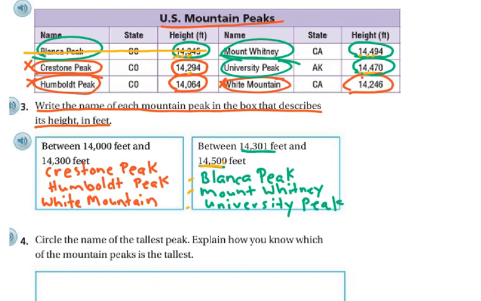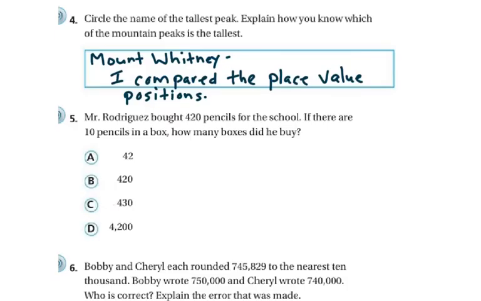So in the tens place, this one has a 9 and this one has a 7. 9 is bigger than 7, so it's going to be Mount Whitney. So Mount Whitney is going to be my tallest peak. So Mount Whitney is definitely going to be the tallest, and I know that because I compared the place value positions.